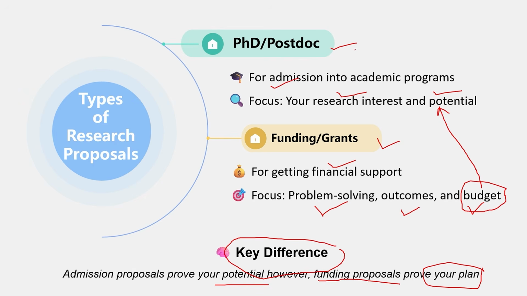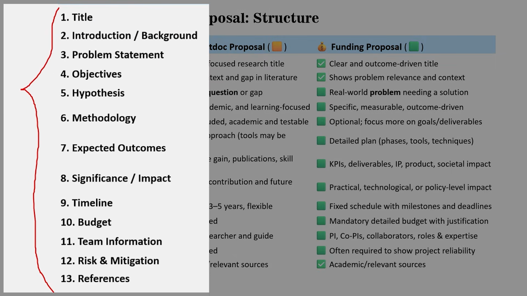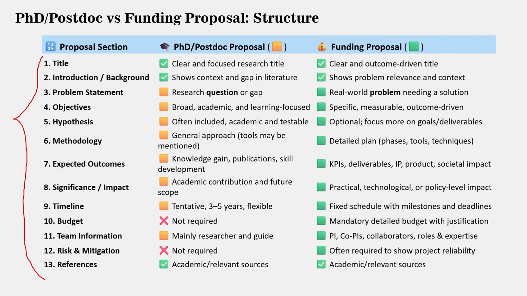Now let me broadly discuss the structure of these 2 types of research proposals. This is a basic structure used to develop a research proposal, and it is almost common for both types. However, the depth at which you include all these points may vary a little. As I said before, take this point, budget: it is generally not required for PhD and postdoc proposals. Also, you need not mention anything about risk and mitigation, as there is flexibility within these proposals, and importantly, about the expected outcomes.